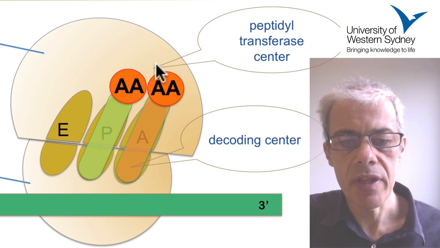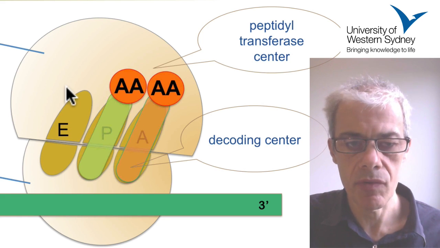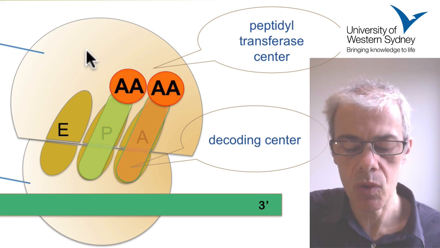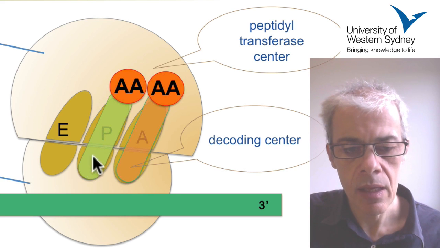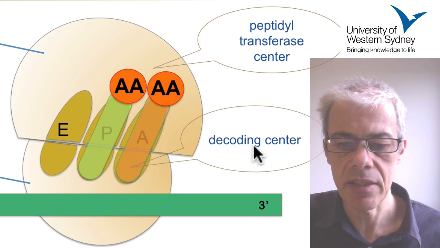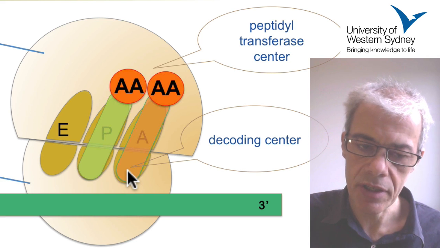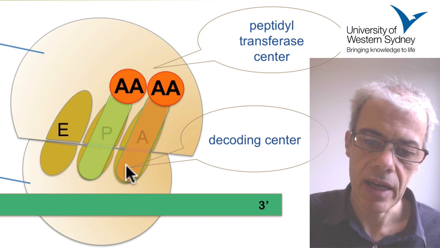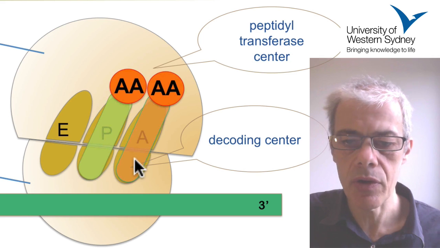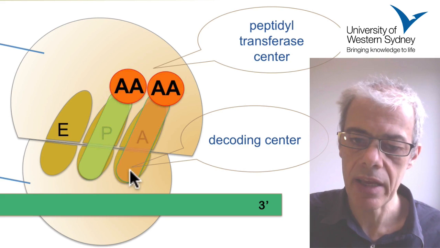Now, within these A, P, and E sites of the formed ribosome, there are two important catalytic centers, or important functional centers. In the 30S subunit, there is what we call a decoding center. So this is where the codon-anticodon interaction occurs between the messenger RNA and the transfer RNA. So the codon of the messenger RNA base pairs with the anticodon of the transfer RNA to establish information flow from the messenger RNA to the adapter.